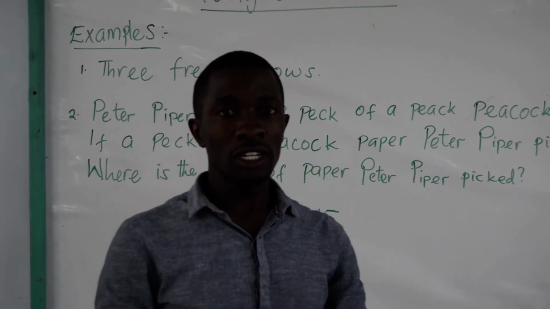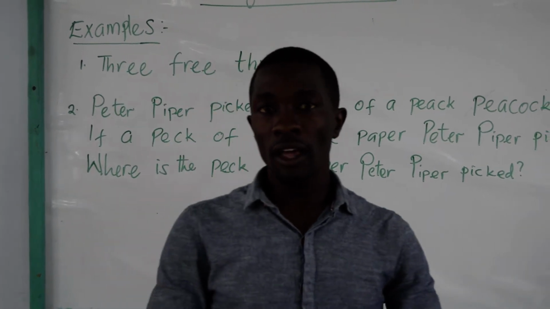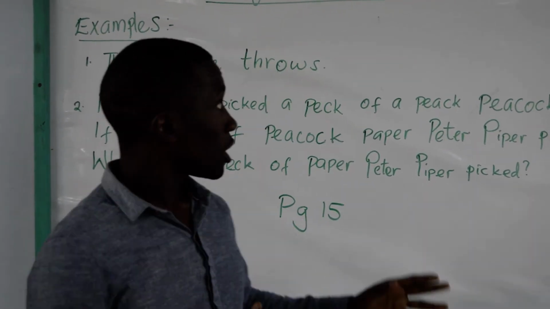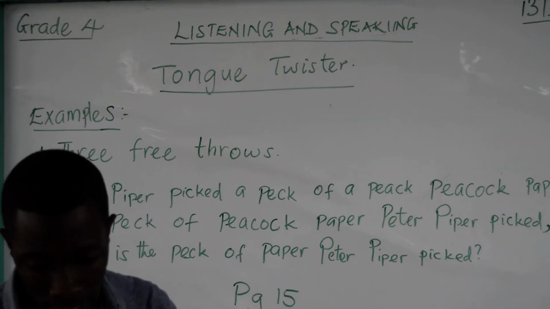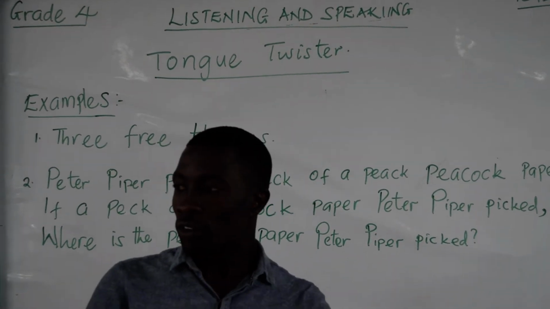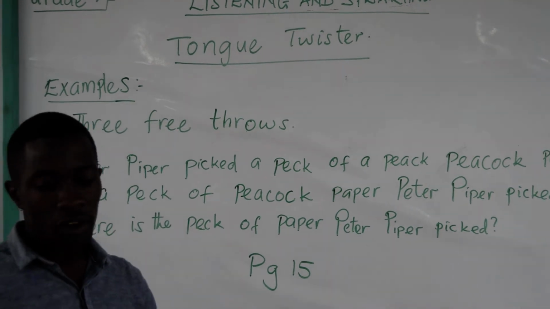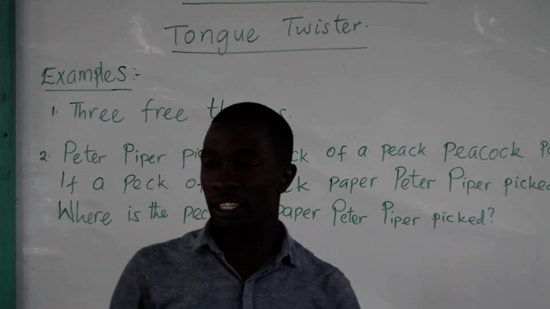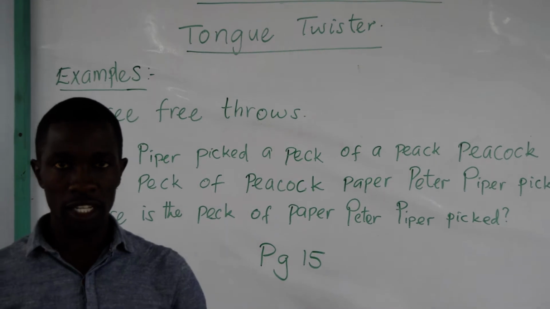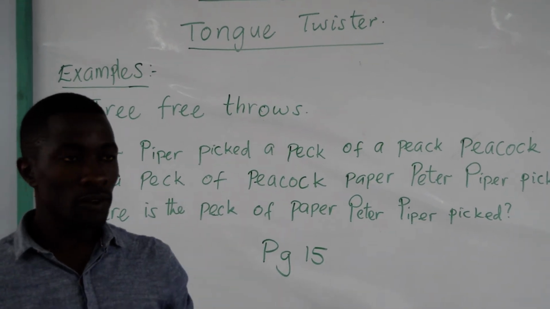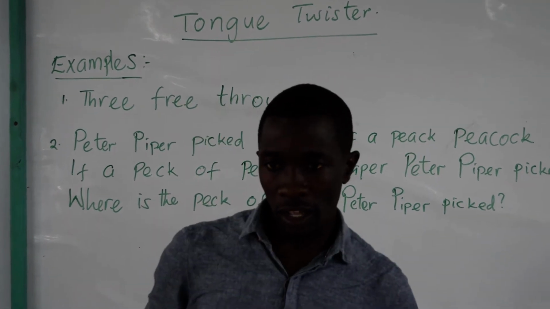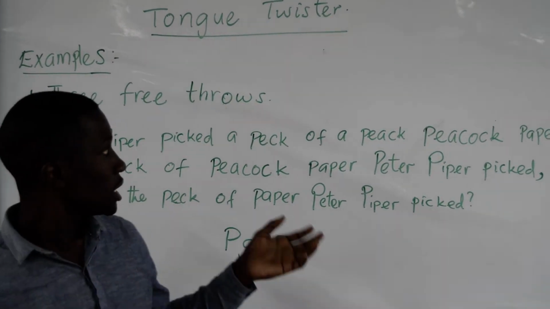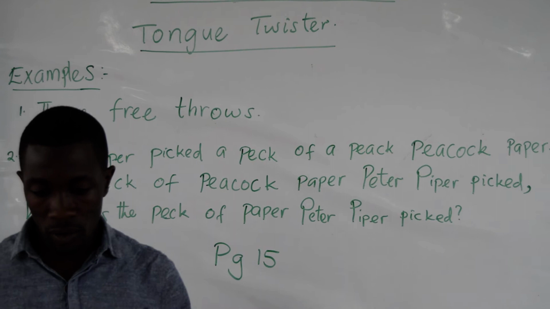Today I want us to look at another English lesson. And today we're going to talk about the tongue twister, or rather tongue twisters. Now, when you talk of a tongue twister, we are referring to a phrase that is designed to be difficult to articulate. It's very difficult to articulate, but if you have a lighter tongue, then you'll be able to articulate the tongue twister very well.